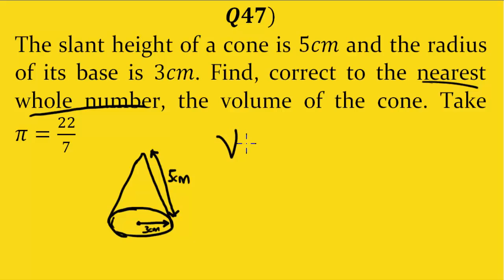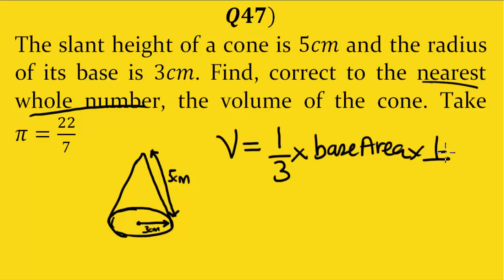You know that the volume of a cone, or you should know, or you better know if you're going to your exam, is 1/3 times the base area times the perpendicular height. The perpendicular height is different from the slant height. Here, we're given the slant height. So we need to find the base area, which is the area of this circle, and the perpendicular height we need to determine. Let's start with the base area.